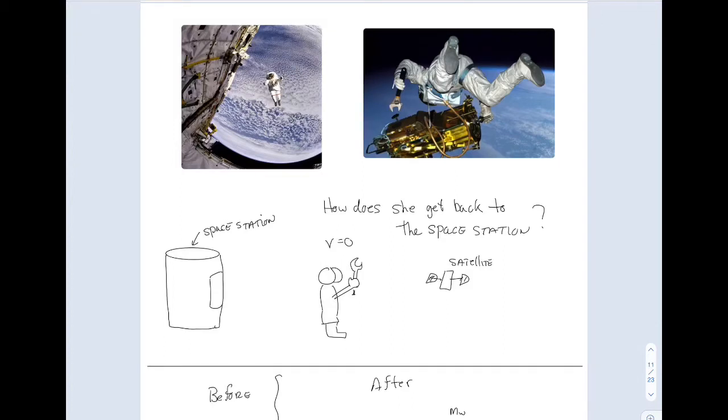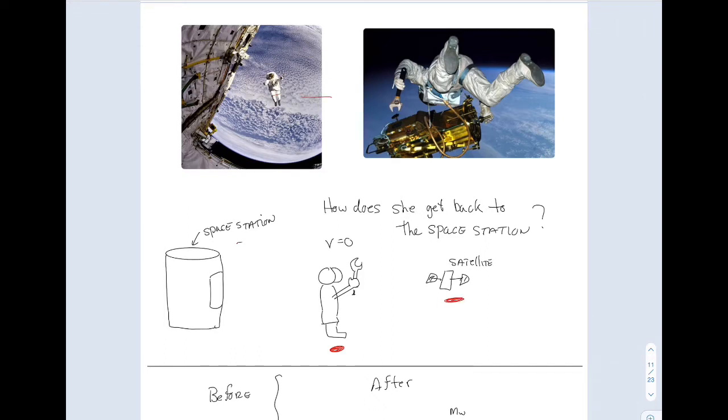Okay, here's a couple problems I want to look at. So this picture here, I have an astronaut. They're doing a spacewalk. Here's a space station. Here's the astronaut. They've just fixed a satellite out here.